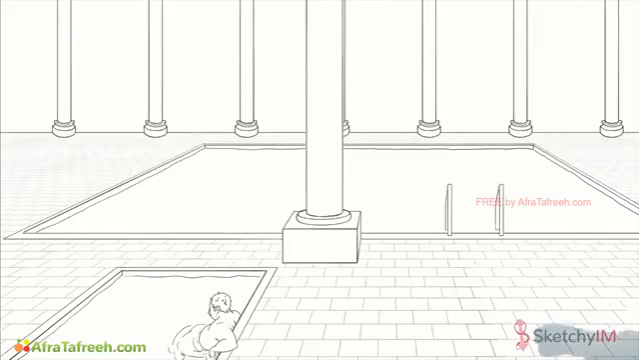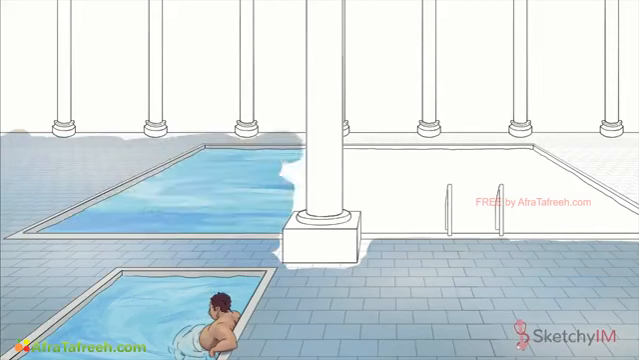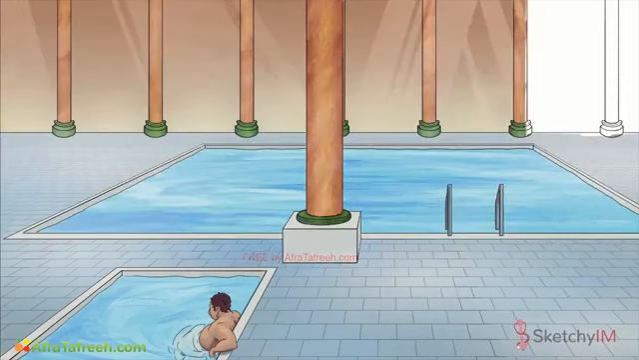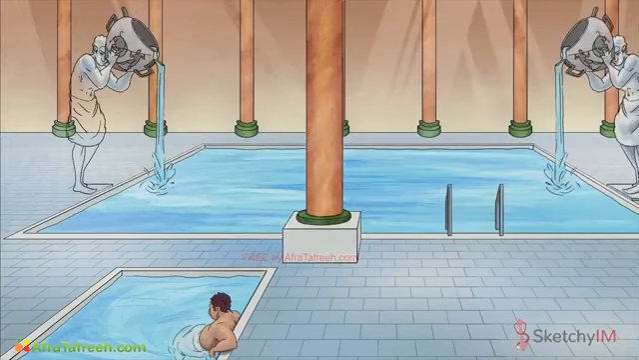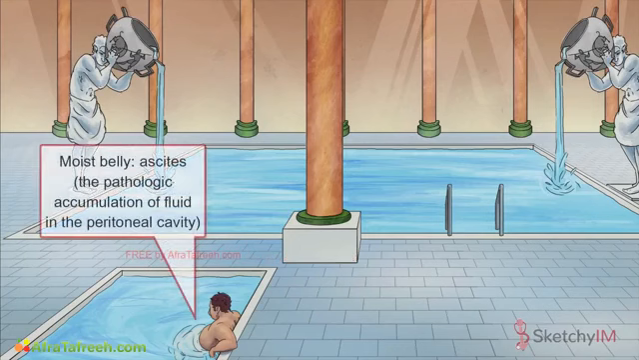Well, you know what they say. When in Rome, do as the Romans do. Get naked. What better place to discuss all the moist details of ascites than in an uncomfortably damp and likely unhygienic Roman bathhouse? Ascites is the pathologic accumulation of fluid in the peritoneal cavity.